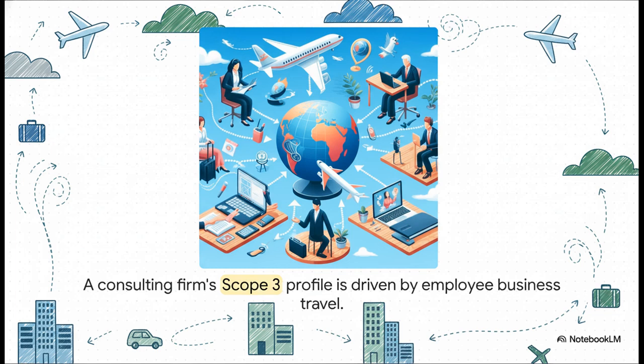Now, in complete contrast, think about a service-based company, like a big consulting firm. They don't make anything physical. So what's their big impact? Well, their Scope 3 footprint is totally different. It's dominated by things like employee business travel, thousands and thousands of flights every year to meet with clients all over the world.